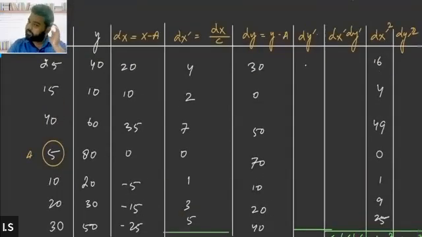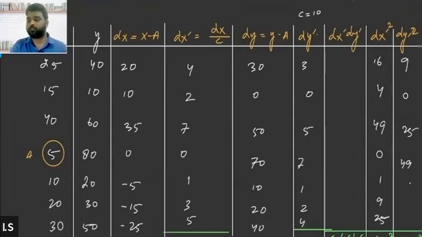And dy dash, what is the common factor you have taken? 10. Okay. 3, 0, 5, 7, 1, 2, and 4. Then we will square it. 9, 0, 25, 49, 1, 4, and 16. After that, we need to find out the dx dash dy dash. So dx dash and dy dash: 4 3s are 12, 0, 35, then 0, then 6, and 20.